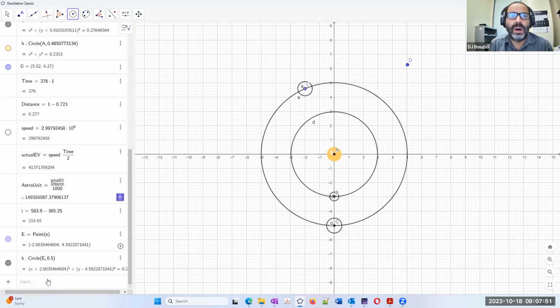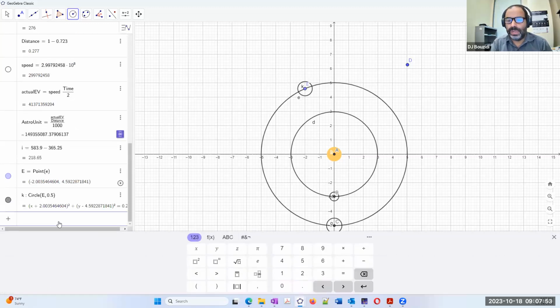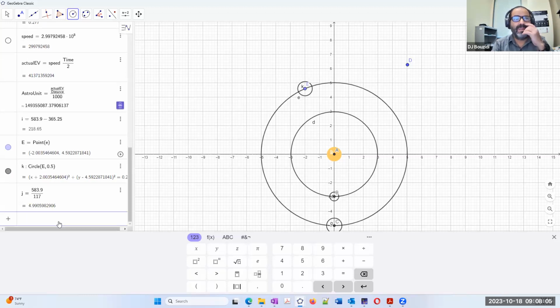Venus would have gone how many? Remember, it rotates 117 days, so 583.9 divided by 117 gives me 4.999. So basically it went 5 times. Okay? But then it would have aligned itself back with the Earth.